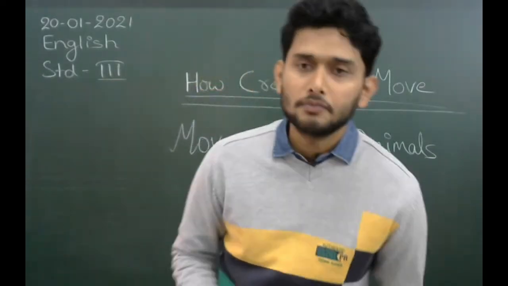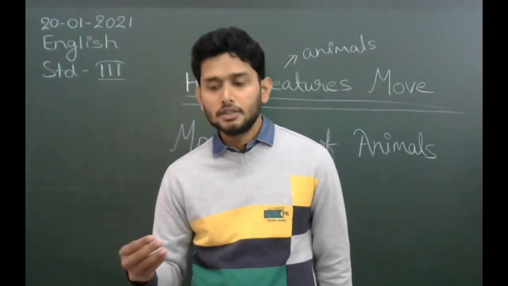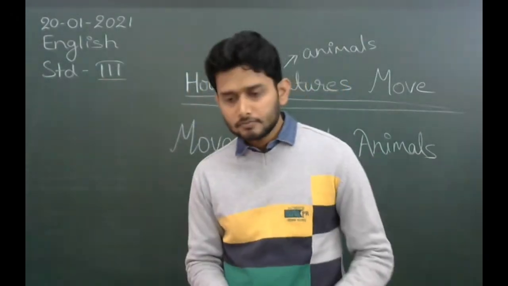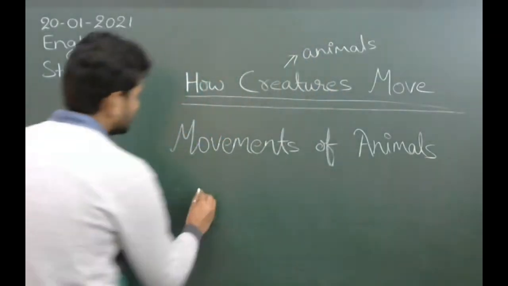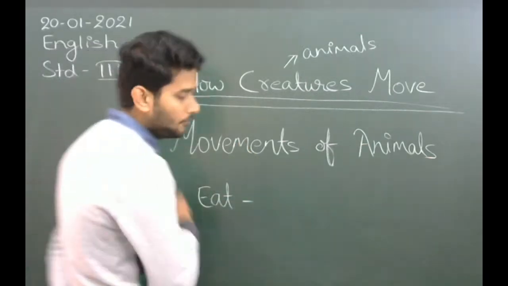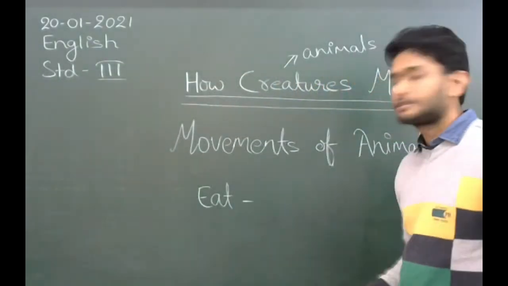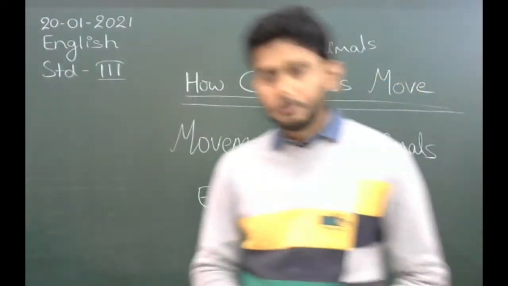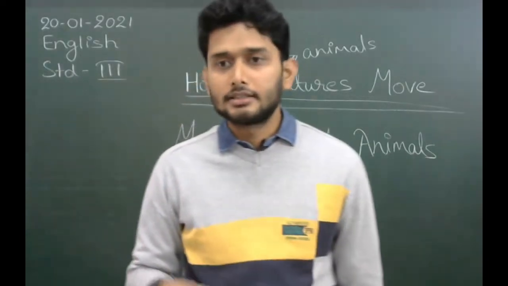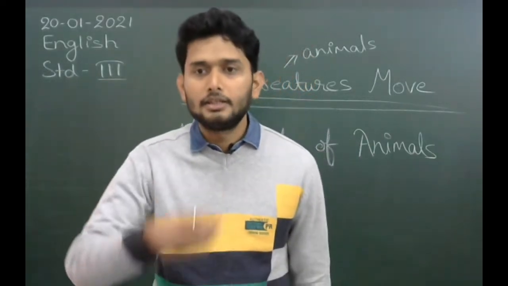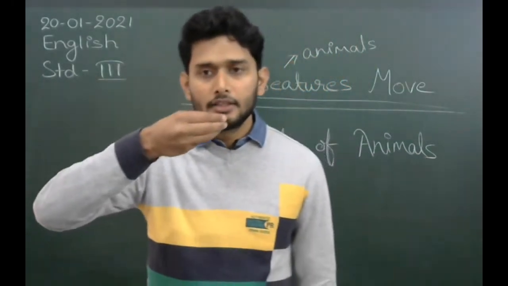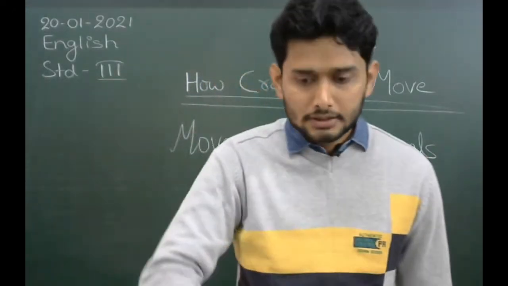So what do you mean by action words? Action word means those words in which we see the action. For example, a word is eat, E-A-T, eat. Now, how can we know that this is an action word? When we talk about eat, we have a picture in our mind of how we eat with the help of our hand. We use our hand to take the food into our mouth. So, this is an action.